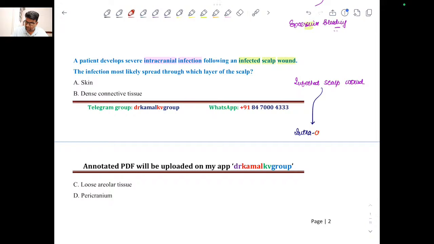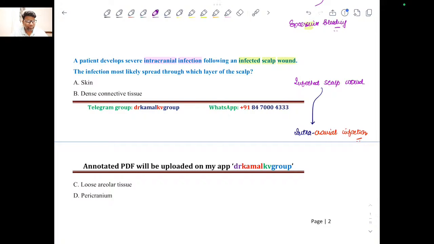So intracranial infection. Intra means inside, cranial is skull cavity. So the infection which was outside the cranium has moved inside the cranium. Now this infection will be transmitted through which layer? Can anyone answer? Now this is very easy, I think. Can anyone answer about the dangerous layer of the scalp? Which one is the dangerous layer of the scalp?